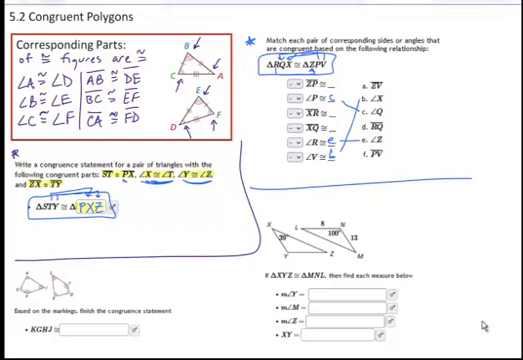Okay, when I look at my side lengths, it's going to be the segments, and it's the same thing. ZP is my first two. So when I look at this, I draw a little bar over the top to indicate ZP. Those are going to correspond to the first two, which is RQ or QR. Again, it doesn't matter which order they go in.